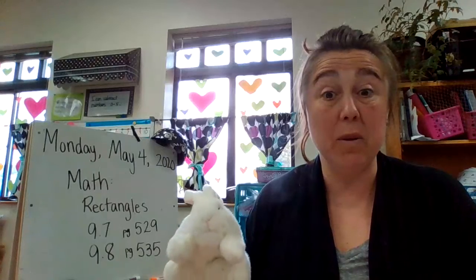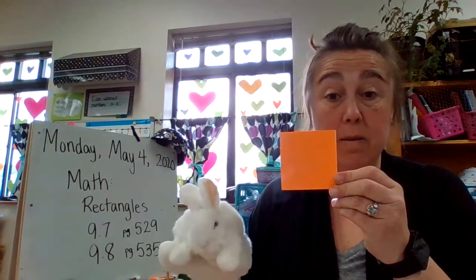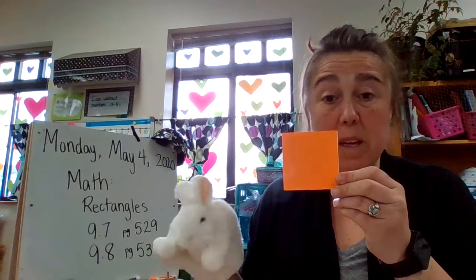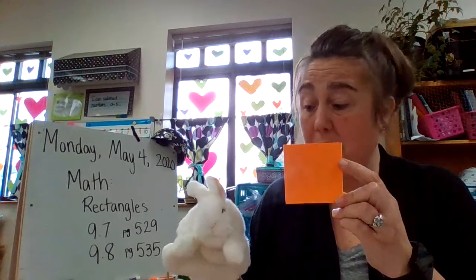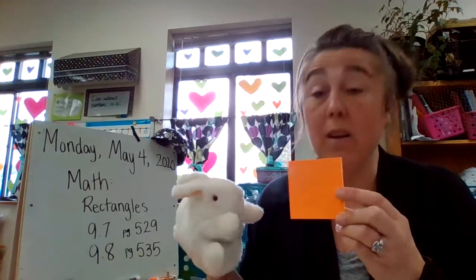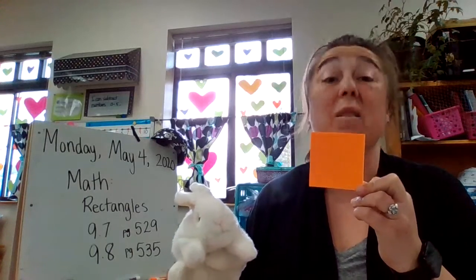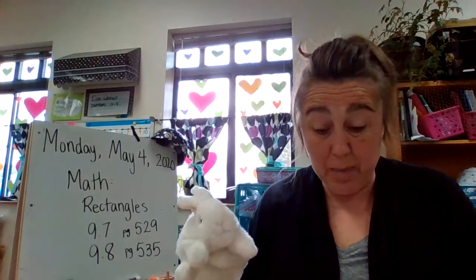Don't get fooled. Rectangle or not a rectangle? Mr. Bunny, why do you say no? It's got 4 sides and 4 angles. Why is it not a rectangle? Because it's a square. Oh, all 4 sides are equal, so it's not a rectangle. It's a square. Good job, you guys.